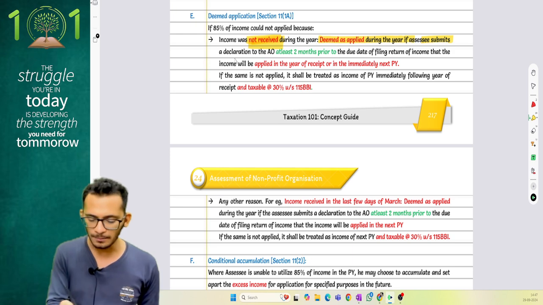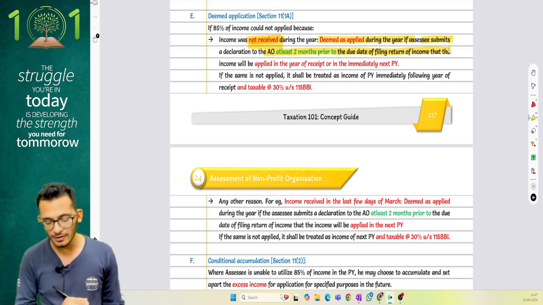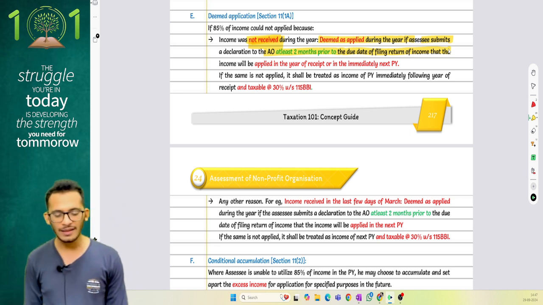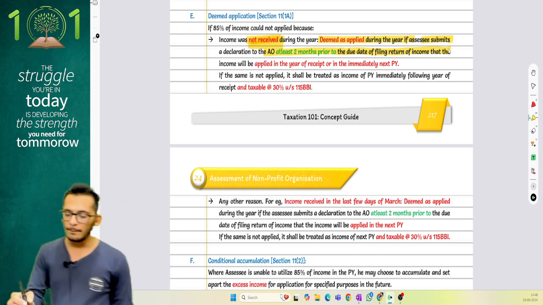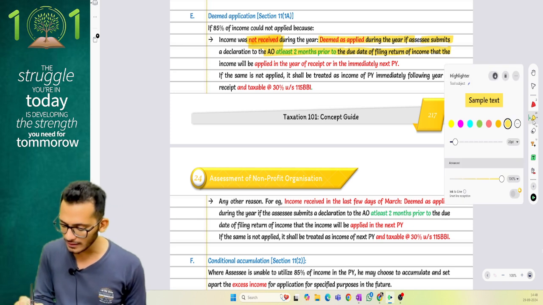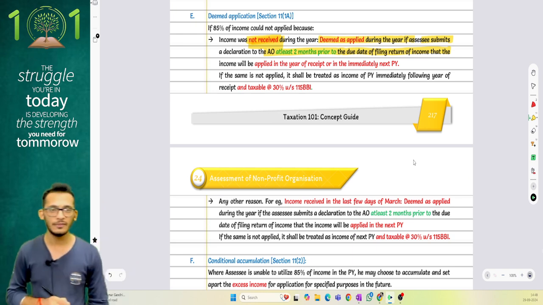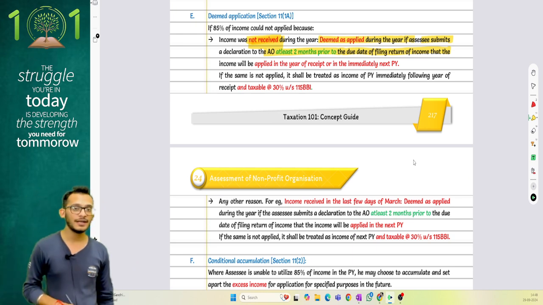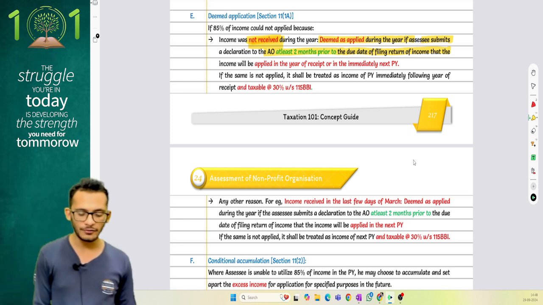If the assessee submits a proof to the assessing officer at least 2 months prior to the due date of return filing that the income will be applied in the year in which the money is received. Yes. So I'm clarifying that if you prove to the assessing officer that you will apply this income in the year of receipt, in that case I will not tax it as income for you. But please ensure that you file an application against it, and the application should be filed 2 months before the due date of return filing.